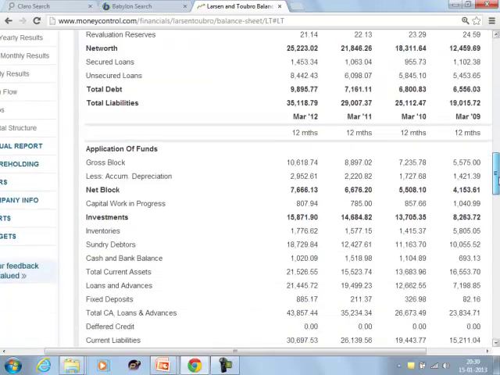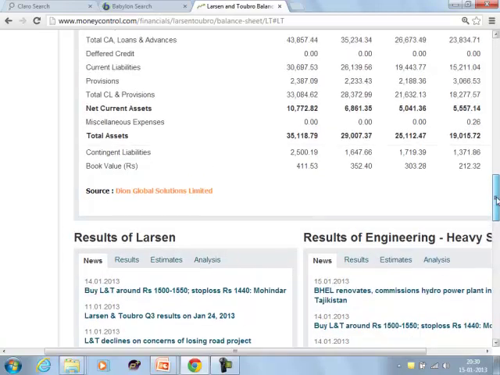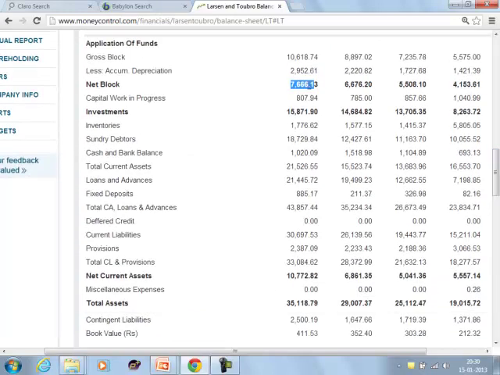What is the application of these assets? This net block that they have written is nothing but fixed assets. Okay, just a different nomenclature for them. So net block are your fixed assets. So about 7,000 in fixed assets. This 807 capital work in progress is nothing but fixed assets again, but a different type of fixed asset. We will learn that slowly with time.